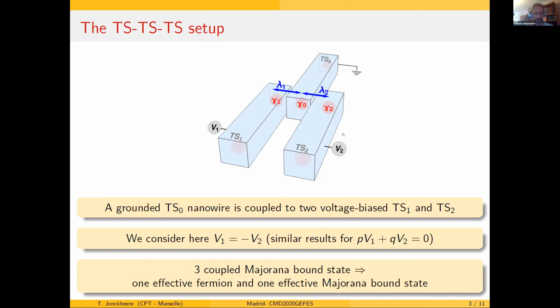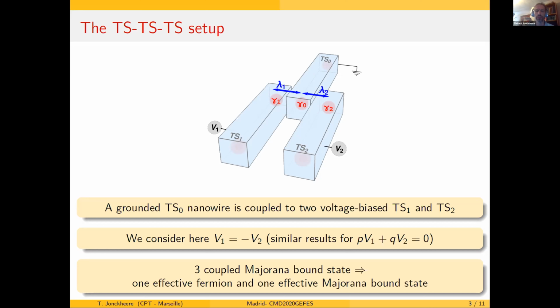And the other is a more fundamental reason: when you take a simple junction between two topological superconductors, you have two Majoranas. And you know that when you couple two Majoranas, what you get is effectively one fermion. So then you recover a physical fermion and you maybe lose a bit of the physics of Majorana.